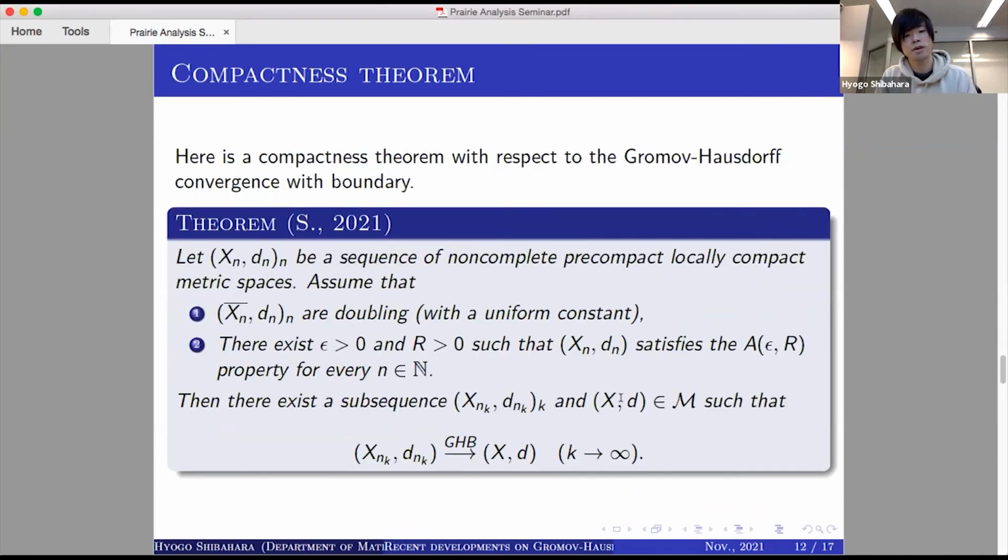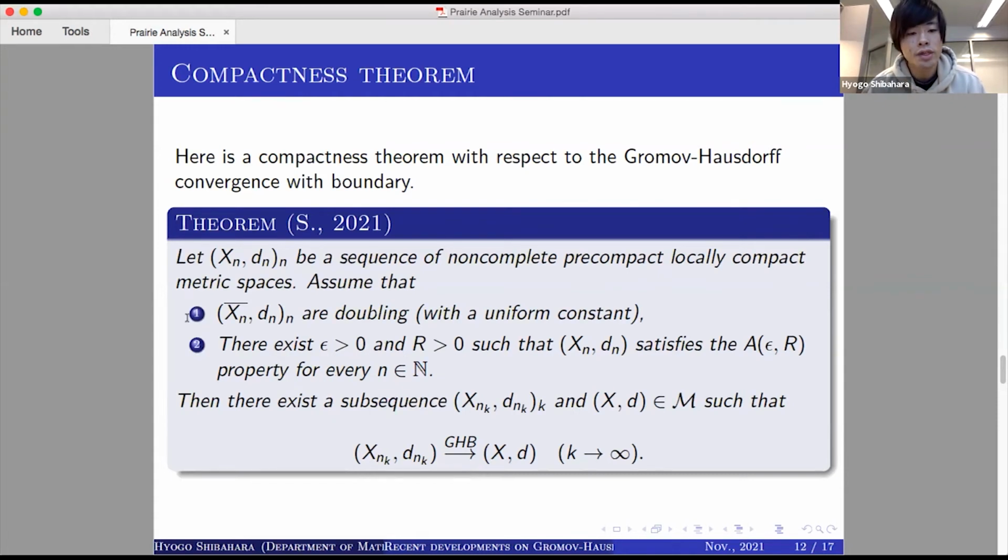And here's a compactness theorem with respect to the Gromov-Hausdorff convergence with boundary. So we're going to consider a sequence of non-complete, precompact, locally compact metric spaces. And we're going to assume that X_n and the completions of X_n are doubling with a uniform constant. And for the second condition, we impose an epsilon-R property with a uniform epsilon and R. Then we can extract a subsequence which converges to some limit space X with respect to Gromov-Hausdorff distance with boundary.